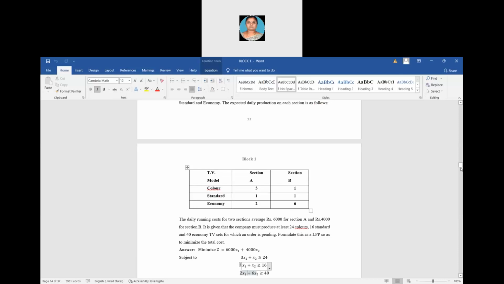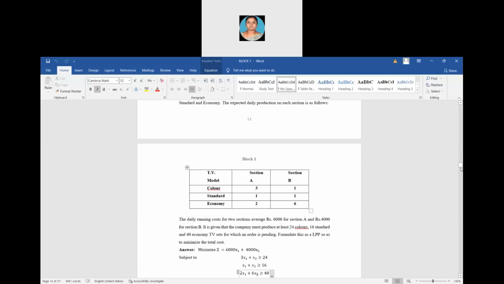Since we are looking at the cost itself, you can fix the word minimize Z. So minimize Z equals 6,000 x1 plus 4,000 x2. Since your decision variables are x1 and x2, we can complete the objective function like this. And we have to frame some conditions.